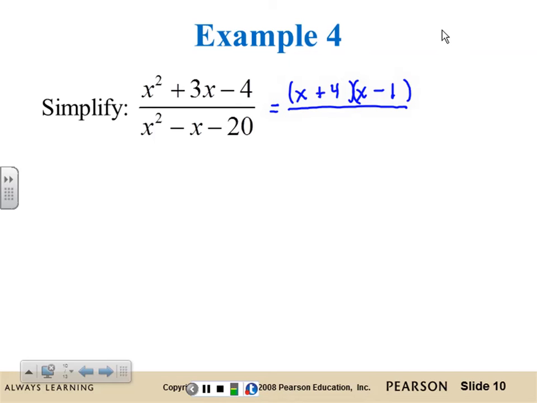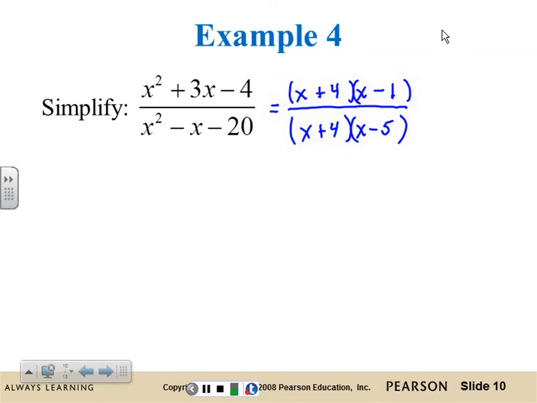Now, for the denominator, same thing. I have a trinomial. My leading coefficient is 1. Open up two sets of parentheses. Again, the signs are going to be different, and I know that because that second sign is negative. Split the x squared into x, and think, what can I multiply together to get negative 20, but subtract to get negative 1, and the bigger number has to carry the sign, so we're going to go with negative 5 and 4.